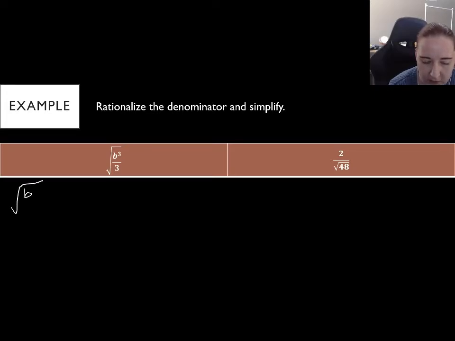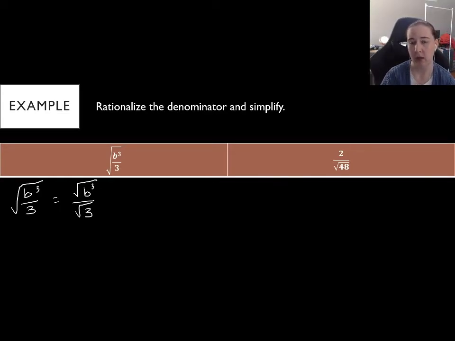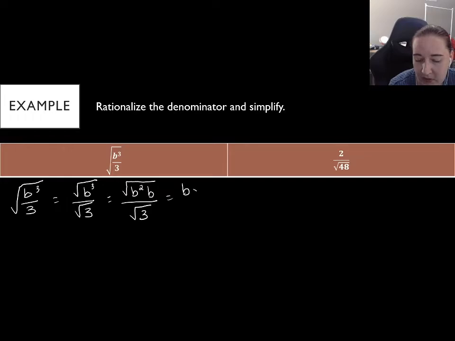So we have b cubed over 3 inside the square root, so this becomes the square root of b cubed over the square root of 3. Now, the square root of b cubed, we can actually simplify that further, because we can split that up as b squared times b. And then the square root of b squared is b. So that's going to be b times the square root of b over the square root of 3. So all I've done so far is use the quotient rule and then simplify. But I still have this radical in the denominator that I need to rationalize.